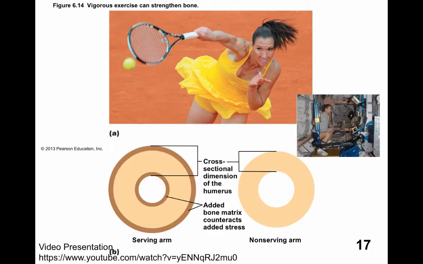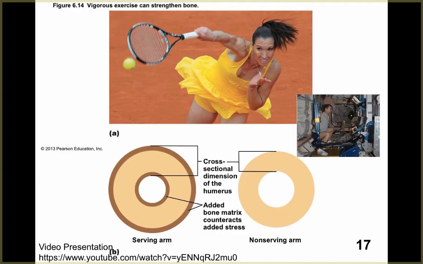Okay, so this just kind of shows you bone remodeling, essentially Wolff's Law. Here is a non-serving arm and her serving arm. So you can see that essentially one area is much thicker than the other. You have this extra added bone matrix, and that bone matrix is basically adding bone to counteract the added stress, right? And so this happens all the time in the areas of your bones that get more stress.